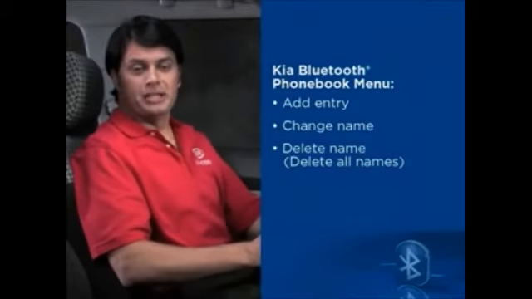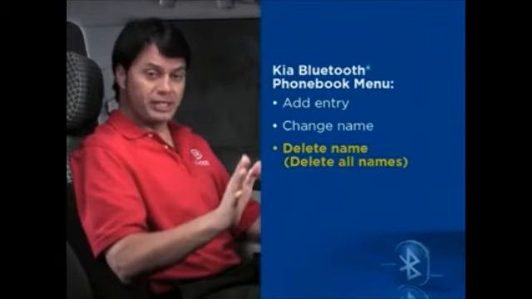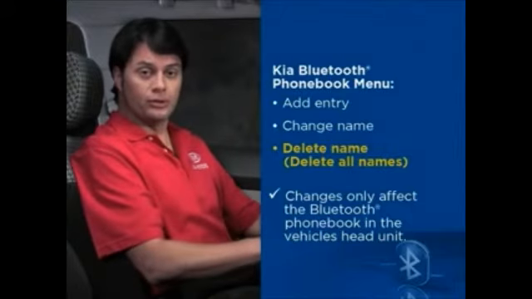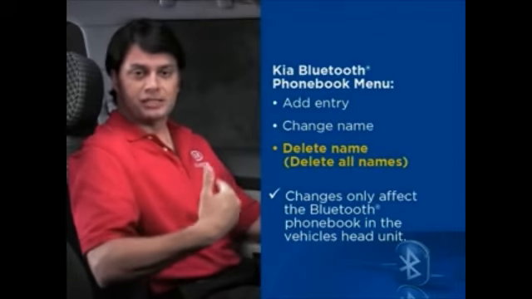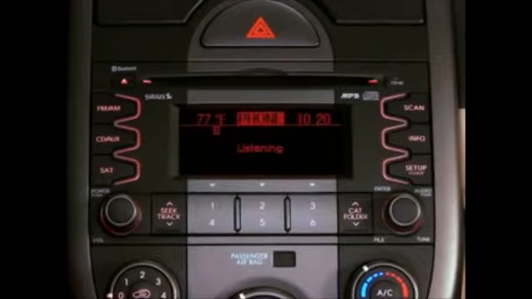Our final Phonebook menu item allows us to delete an entry or delete all entries. Once again, be aware that we're changing or deleting names for the vehicle Phonebook only. In other words, these changes are not transferred over to your handset's Phonebook. Begin again by pressing the talk button. Phonebook. Say, add entry, change name, or delete name.